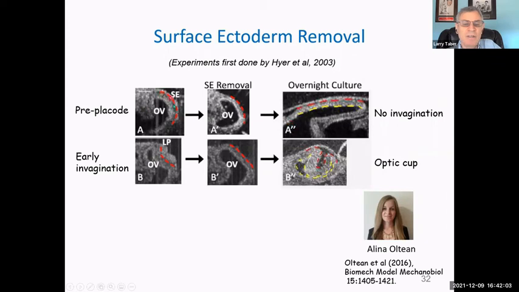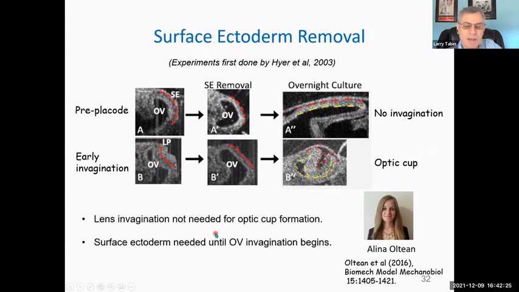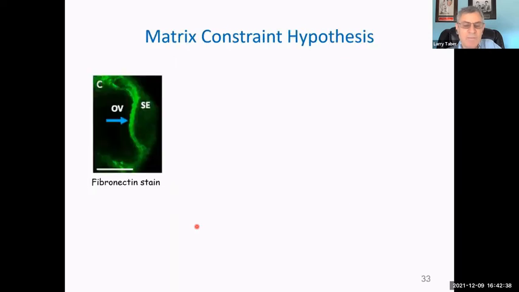If the surface ectoderm was removed before any placodes had formed, after an overnight culture, there's no invagination. But if it's removed after invagination had begun, the next day a relatively normal-looking optic cup had formed even without a lens. The lens would be forming from this layer that was left up here. And so this shows that the lens invagination is not needed for optic cup formation, but the surface ectoderm is needed until the optic vesicle begins to invaginate, and then it's no longer needed.